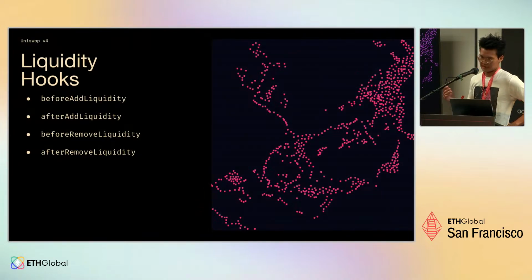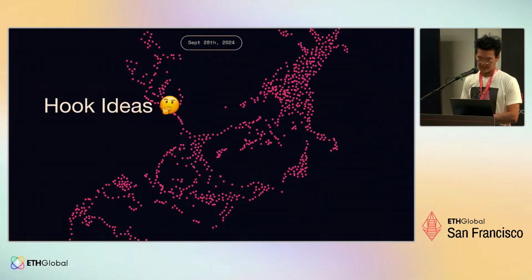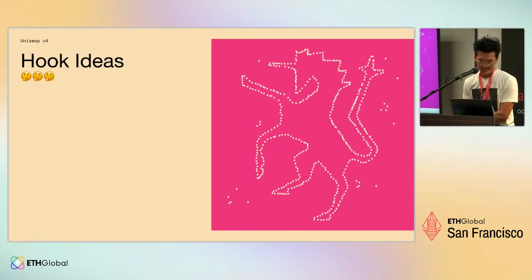I also won't really go into the liquidity side, but we do have hook functions here. They're separated out based on adding and removing liquidity. This was a security implementation. So there's the liquidity hooks. Now on to hook ideas. This is where the rabbit hole really opens up.